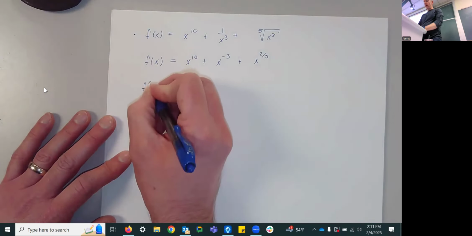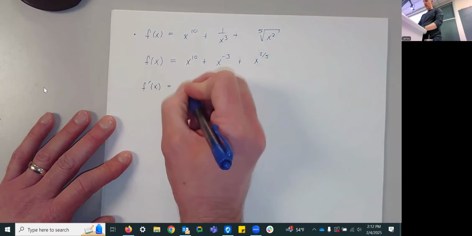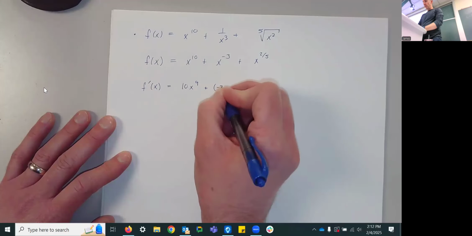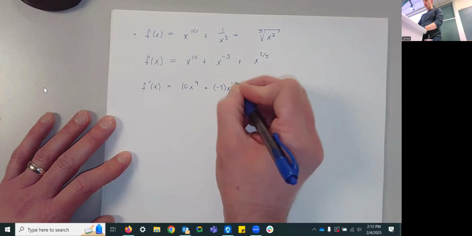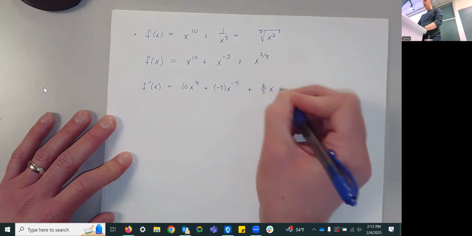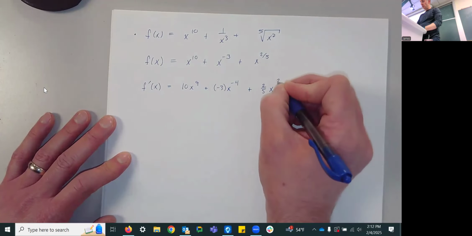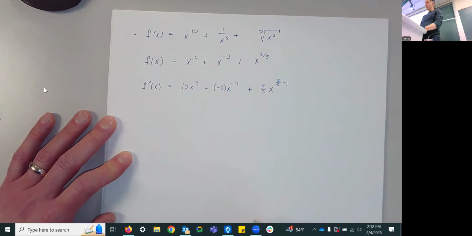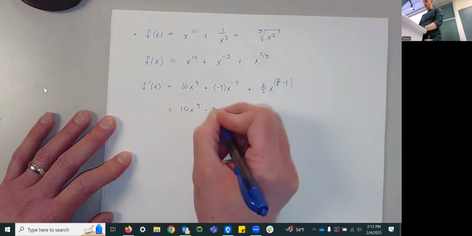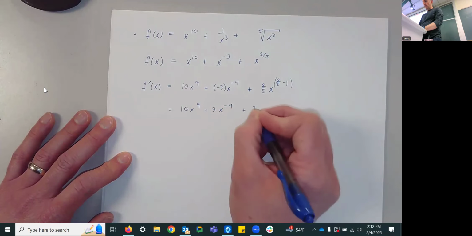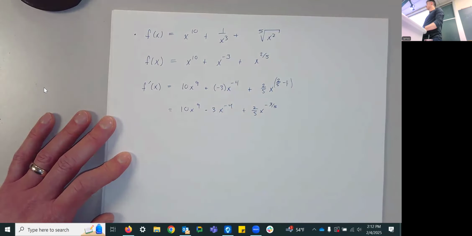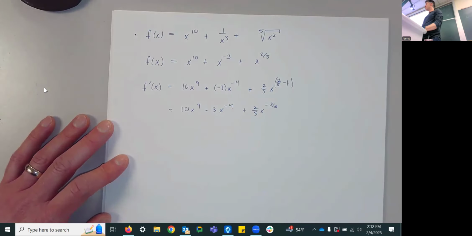So now the derivative f prime of x is going to be 10 times x to the 9th plus negative 3 times x to the negative 3 minus 1 is negative 4 plus 2/5 times x to the, if you don't want to do the math right away, you can just write 2/5 minus 1. But then we should simplify that because we can. This is 10x to the ninth minus 3x to the negative fourth plus 2/5 times x to the 2/5 minus 5/5 is negative 3/5. So there's our derivative. Just throwing the power rule at it.